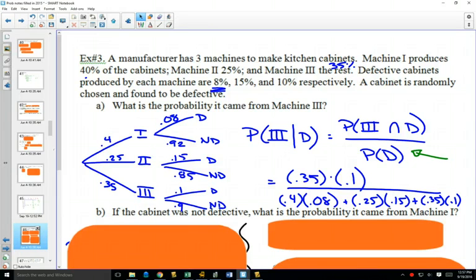This formula is on your formula sheet, but I find this is one that I like to memorize. On the top of your fraction here, you're going to find the probability of both of those things together. So machine 3 and defective. That's going to be our 0.35 in machine 3 and 0.1 for defective. And on the bottom, when you're thinking about probability, is your sample space. Because we're given the condition that it's defective, that's our whole sample space. All of our defective ones is now our entire sample space. So that's why the probability of defective is on the bottom.